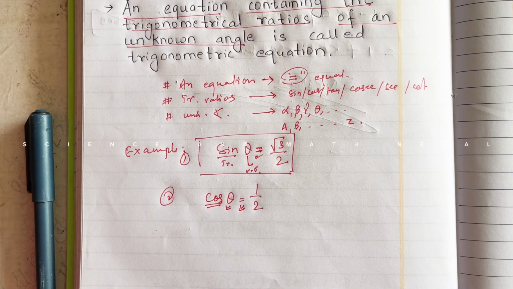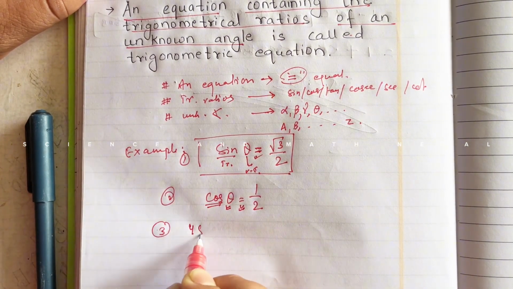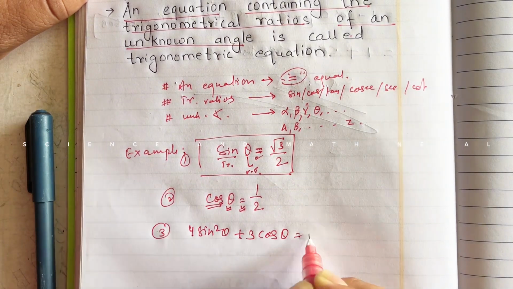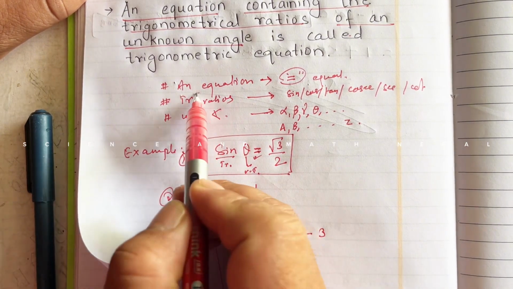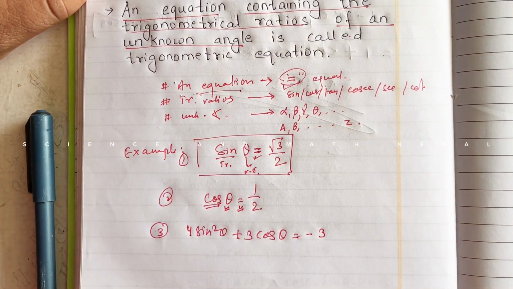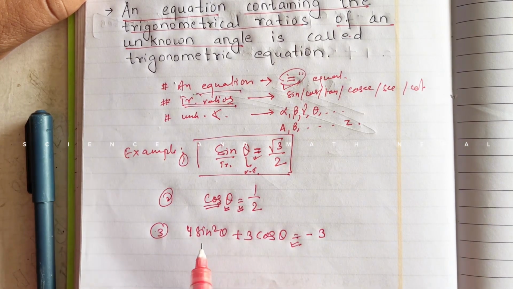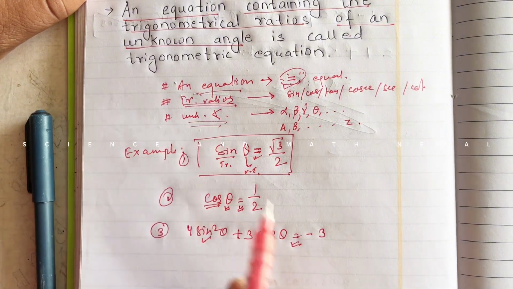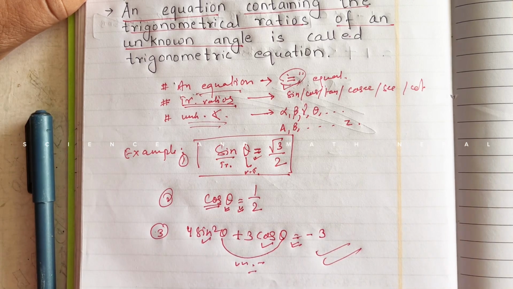Let me take one more example. Number 3: 4 sine square theta plus 3 cos theta equals minus 3. It is also an example of a trigonometric equation. So three conditions. Number 1, it must be an equation, denoted by an equal sign. So we have an equal sign here. The second is there must be trigonometric ratios. Here we have two trigonometric ratios. One is sine, the other is cos. And the third, there must be an unknown angle. See, here theta is an unknown angle.